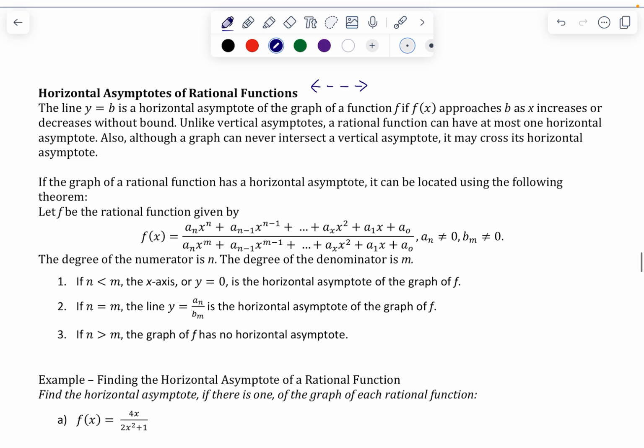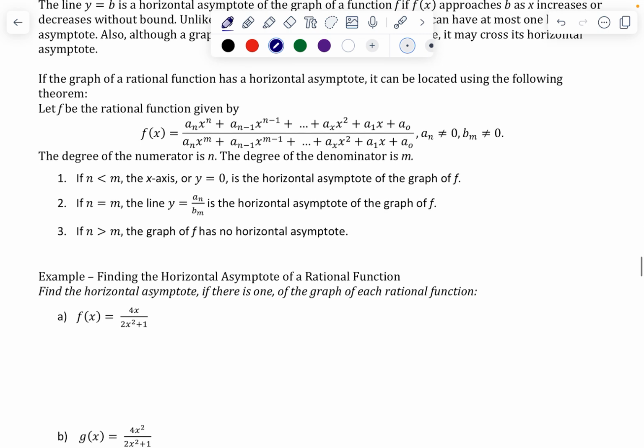So when we look at horizontal asymptotes, we have 3 rules, and they're all determined based off the degree of the numerator and the degree of the denominator. Now your book uses n and m. I think it's easier if we change this denominator to d. So I'm going to change all of these m's to d's, because I think it just makes it easier to remember the 3 cases.